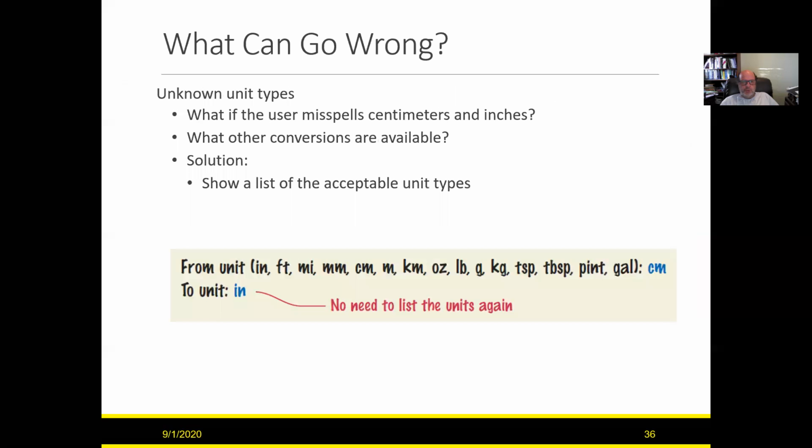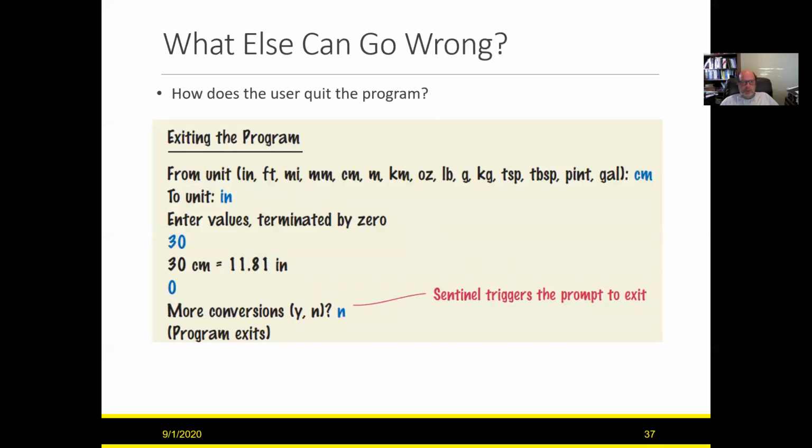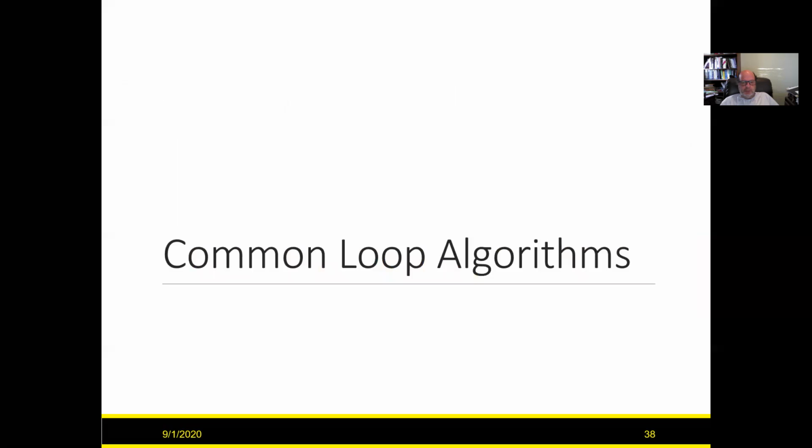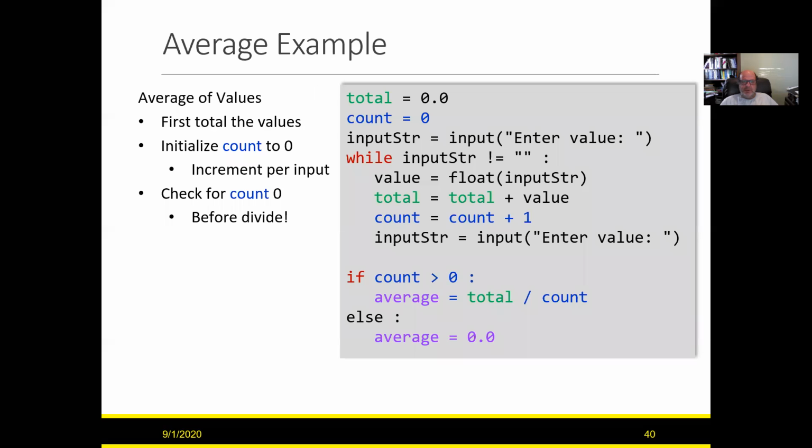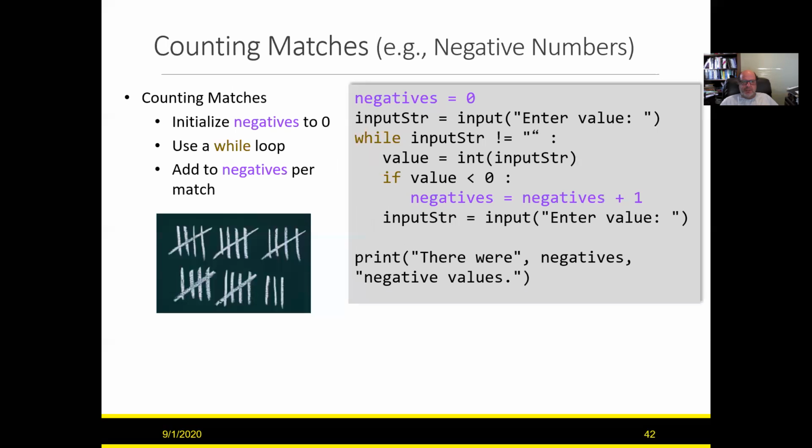I'm not going to go through this storyboard. I suggest you take a look at it. Common loop algorithms: we can do the sum, average, counting matches, prompting until a match is found, maximum, minimum, comparing adjacent values. Those are the examples that are in there.